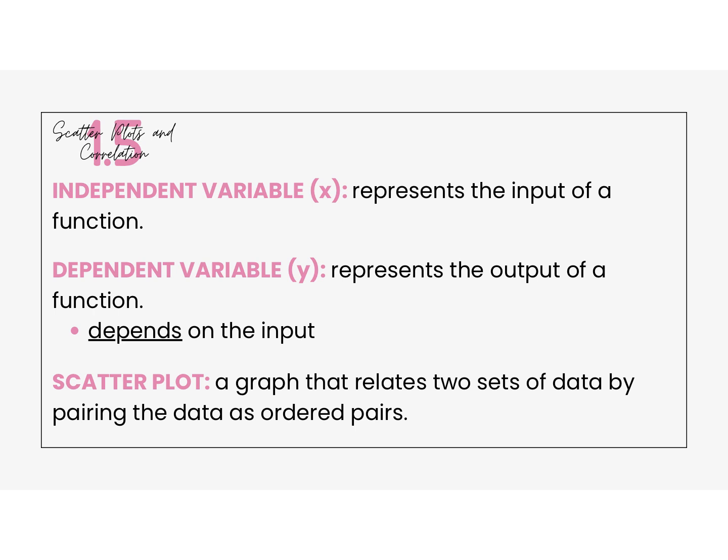So when we talk about scatter plots, we're going to focus on the independent variable and the dependent variable. The independent variable is the x, and that represents the input of the function. The dependent variable is the y, which represents the output of the function. And we call it the dependent variable because it depends on the input. Whatever we get for y depends on what we put in for x. And we're going to create these scatter plots, which are just graphs that relate two sets of data by pairing the data as ordered pairs.